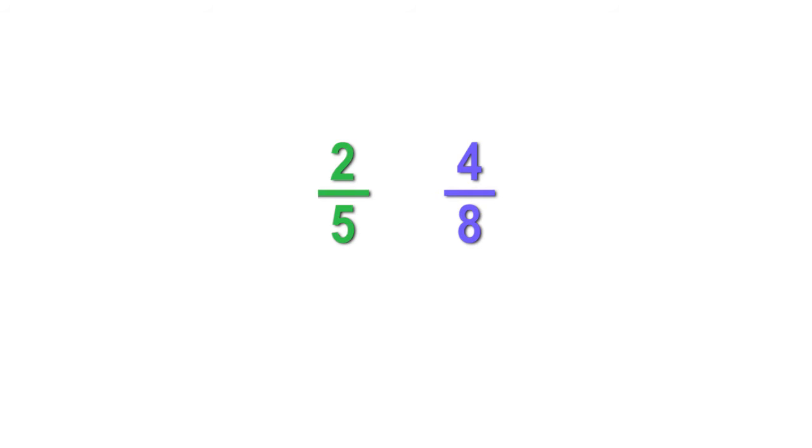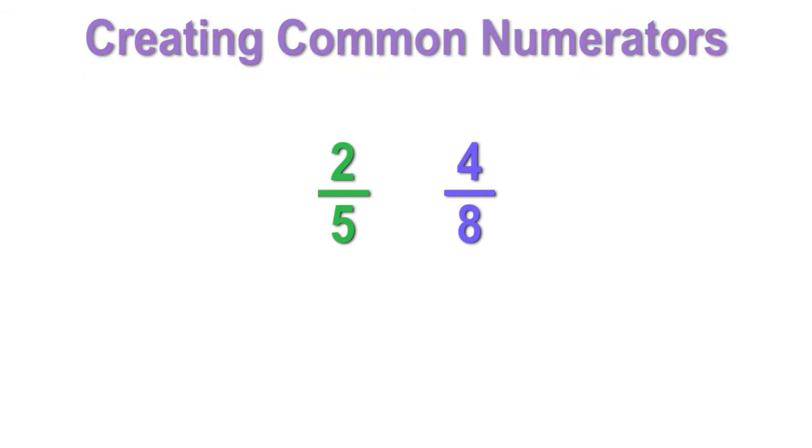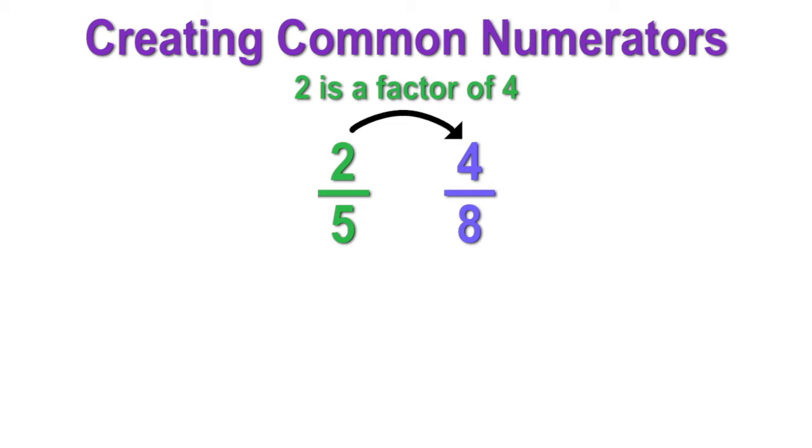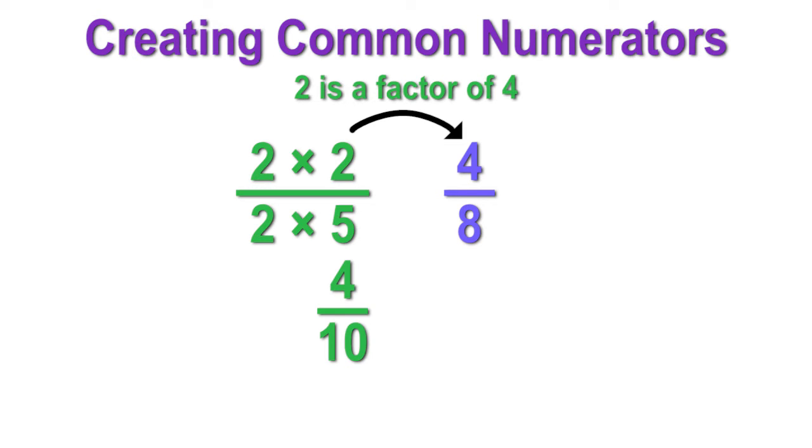Our final pair of fractions are 2/5 and 4/8. The strategy most appropriate for these fractions would be creating common numerators. In fact, we can see that the numerator of 2 is a factor of the numerator of 4. This means we can multiply 2/5 to create an equivalent fraction with 4 in the numerator. We will multiply it by 2. 2 multiplied by 2 is 4, and 5 multiplied by 2 is 10. The equivalent fraction we've created is 4/10.